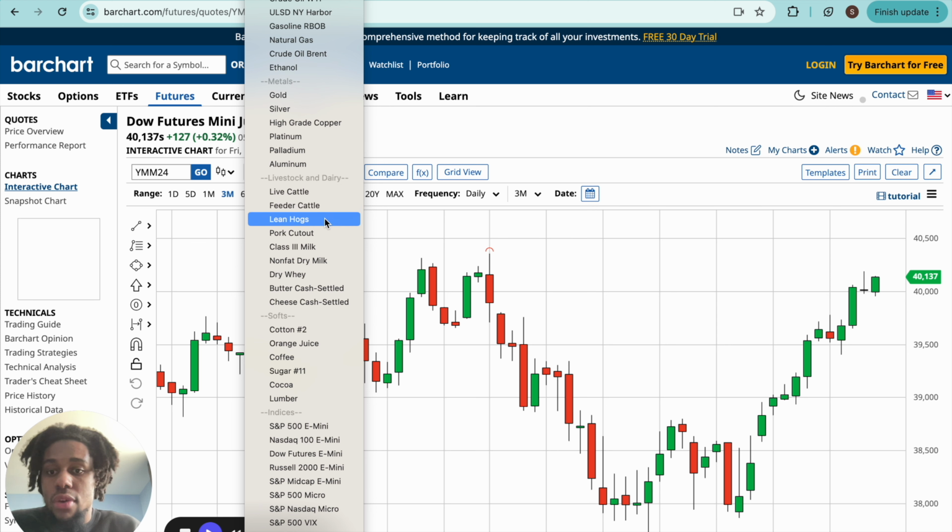Live cattle, feeder cattle, and lean hogs were in a consolidation for the most part for a lot of the time. Live cattle and feeder cattle have broken out their consolidation to the upside, with the commitment of traders actually supporting this. And then you have lean hogs, which broke out to the downside, with commitment of traders slightly supporting this.